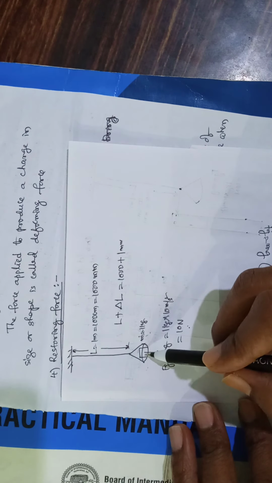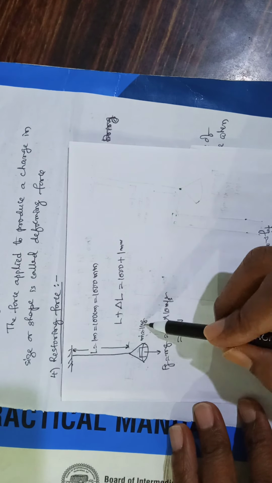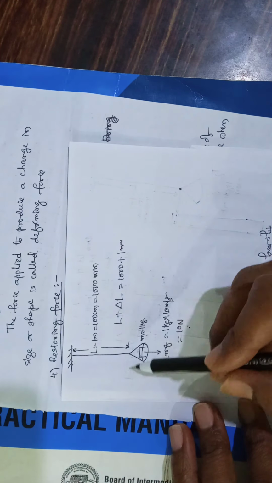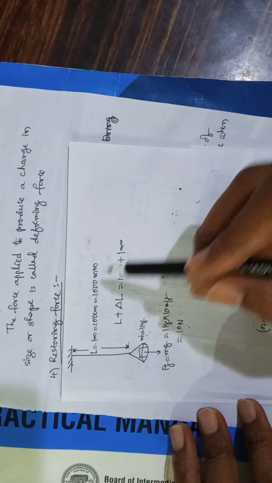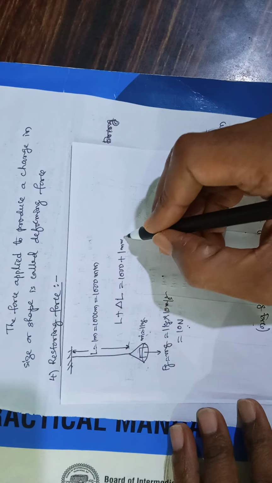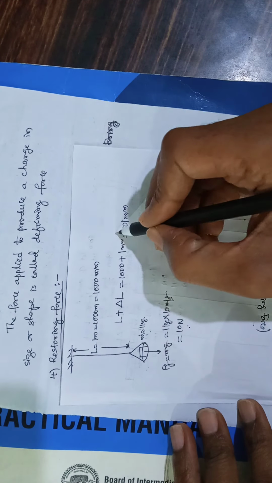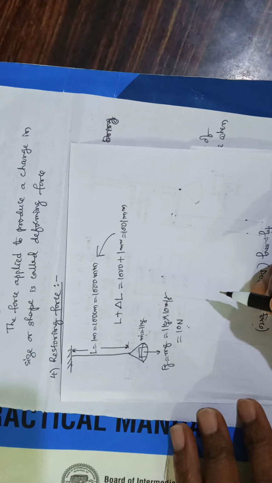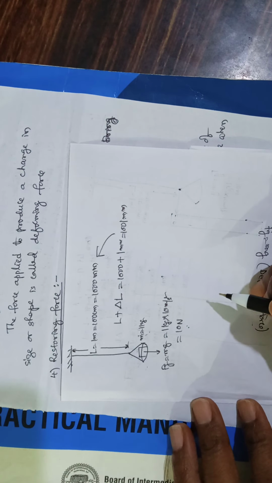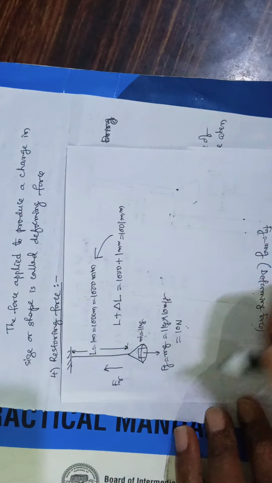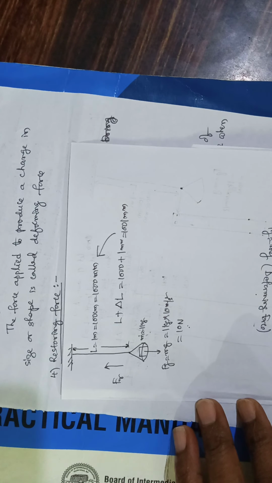And if you remove the 1 kg mass from the pan, again the wire regains its original length. It will go back to its 1000 mm. How can it go to its initial length? Because of restoring force.